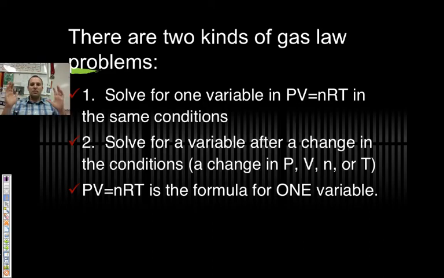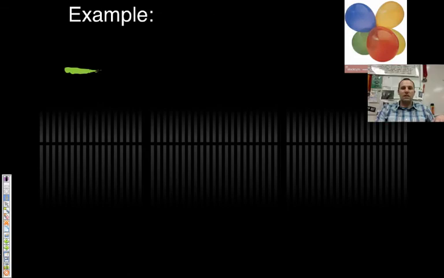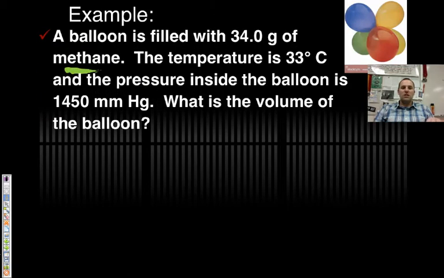The pressure, the volume, the number of moles, the temperature are all remaining constant. Okay, so if everything's constant, you don't see any changes taking place, then you can use PV = nRT. So let's take a look at how you do that with this example.